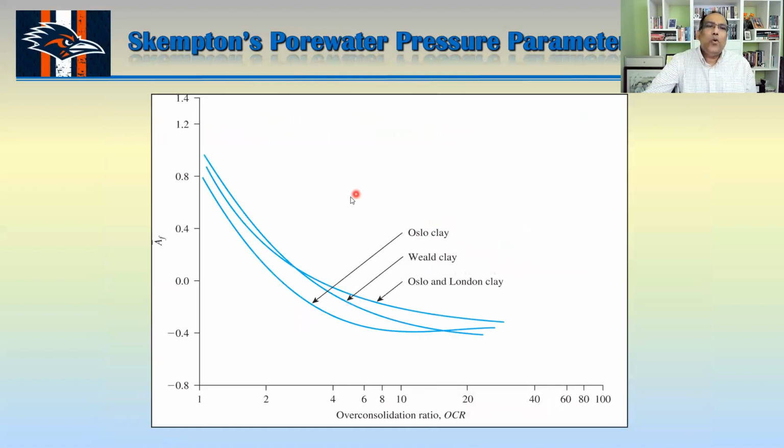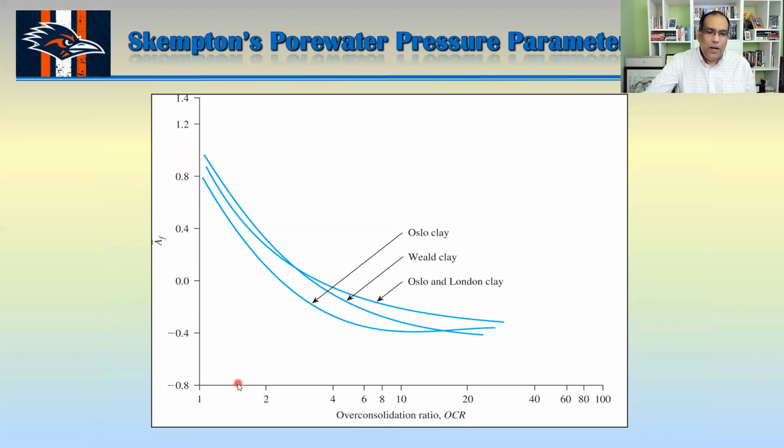Now they are trying to show you the pore water pressure, Skempton's pore water pressure parameter A-bar, for over consolidated clay. And you can see this is OCR, the over consolidation ratio. As the over consolidation ratio increases, your A-bar goes towards negative. Okay, from here, you can see it's going negative.